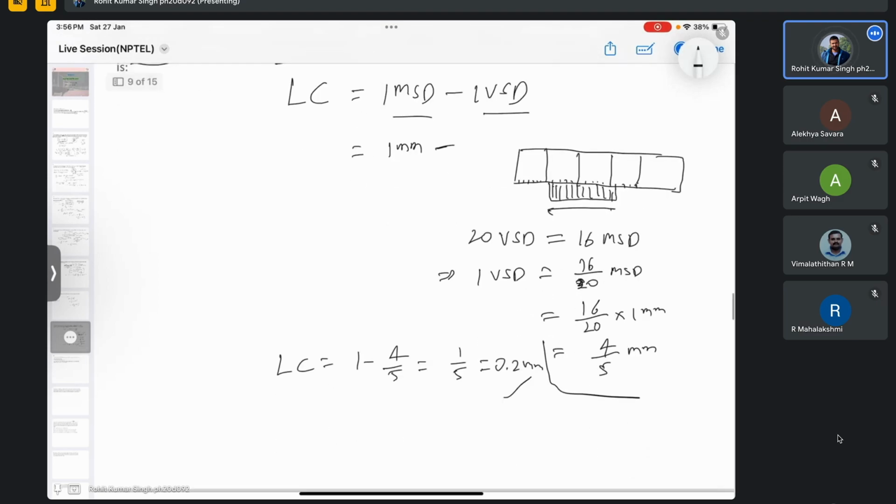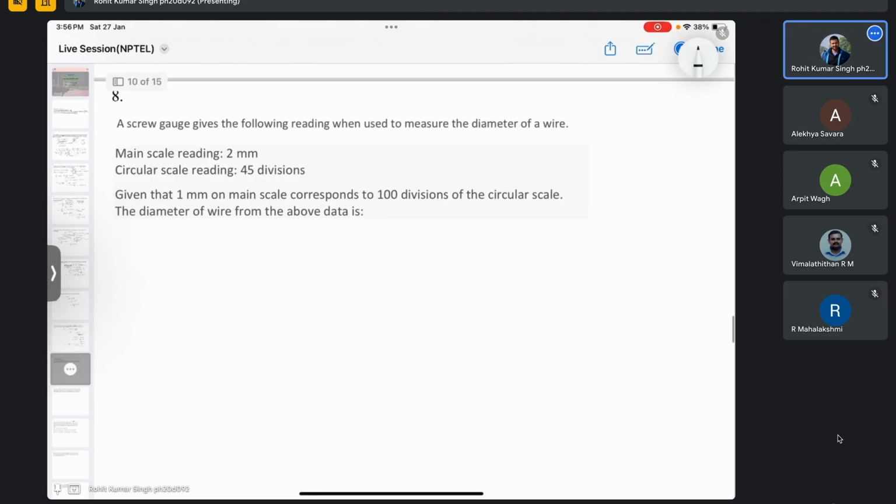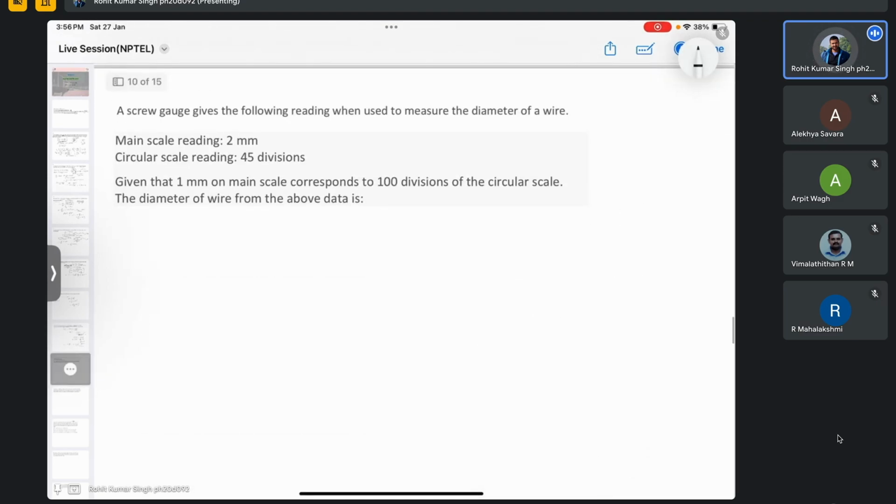Okay, let's move to our next problem. This is a problem based on screw gauge, which is another kind of measurement device. So first let me know, why do we use these devices? Why can we not use a simple scale? Why do we need these kinds of measurement devices?